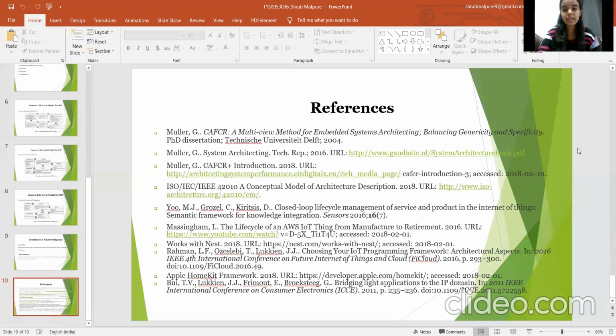In this slide, I have made the list of a few reference papers which we used in this research activity.